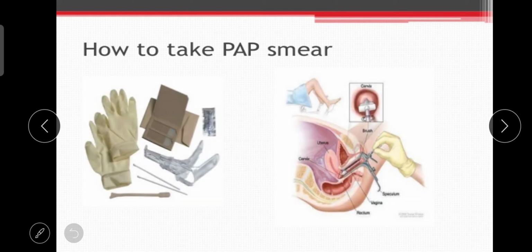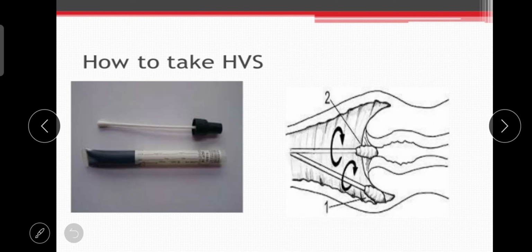Next, see how to take the pap smear. These are the articles needed: spatula, gloves, Cusco speculum, and blade. You can see in this picture the lithotomy position and the cervix visualized with the help of the Cusco speculum. Through the spatula they collect the smear and send it for the cervical cancer test, which is called the pap test. And this is how to take a sample for herpes simplex virus. For this also, this is how to collect the smear or sample.